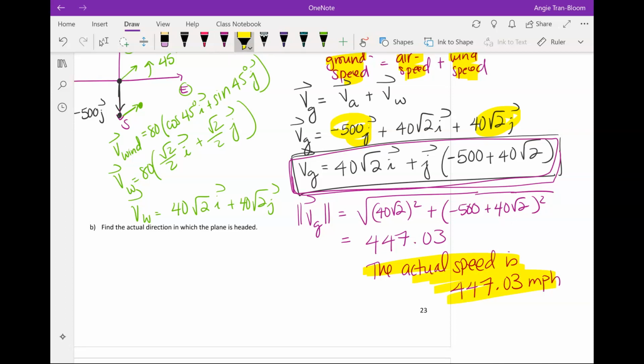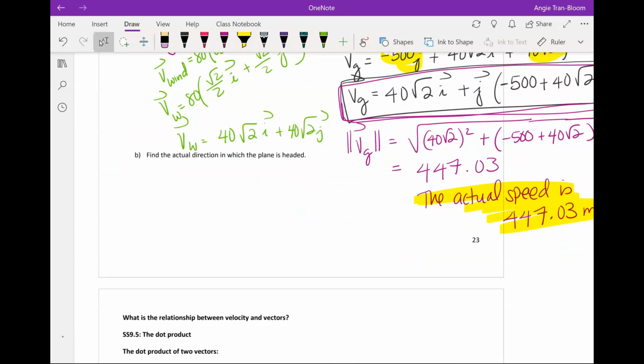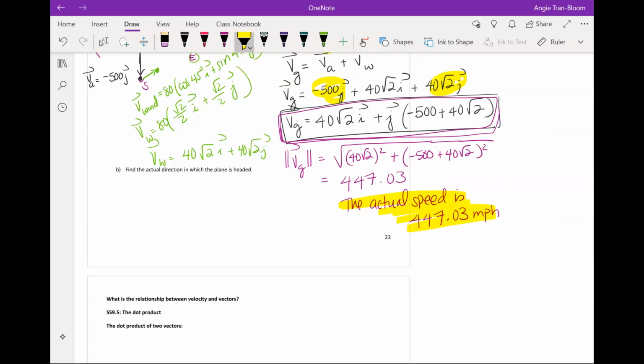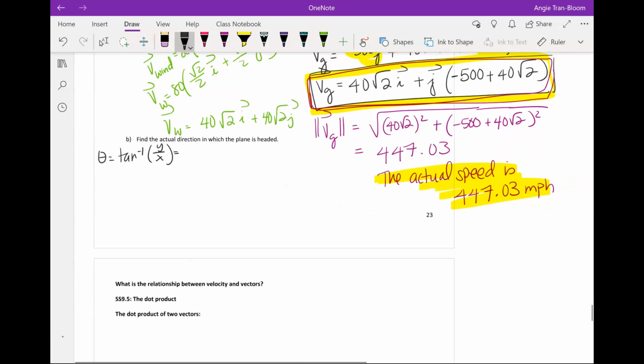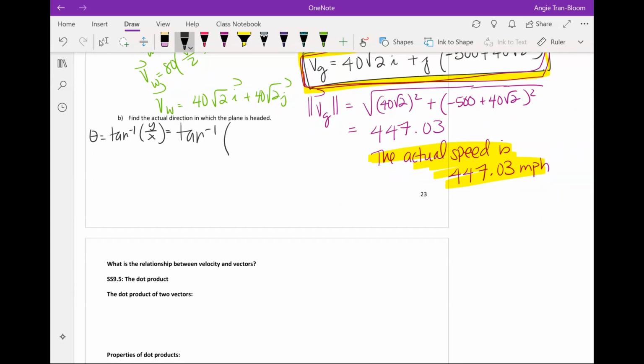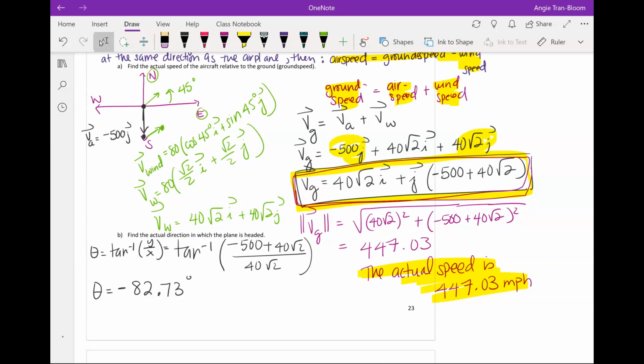Part B said, okay, you know the speed, what direction is it? What angle is it going? To find the angle, remember, you already have the vector for the ground speed. Now we just have to find the direction of this airplane. Direction is angle. Angle is tangent inverse of y divided by x. What's the y value? Tangent inverse of negative 500 plus 40 rad 2, divided by 40 rad 2. Take your calculator, enter that in to see if you have a matching answer with me. You should have a negative 82.73 degrees.